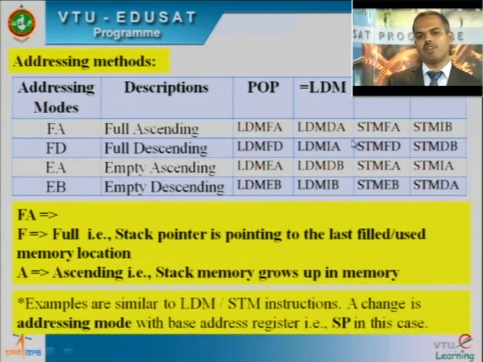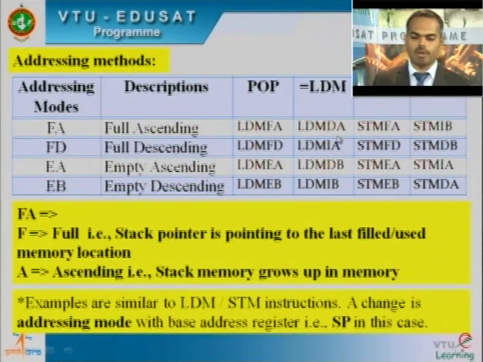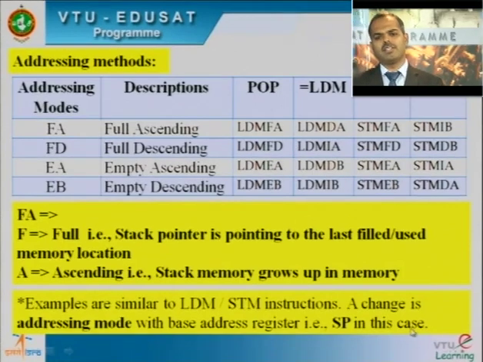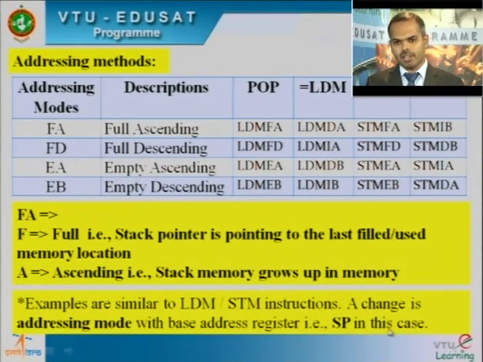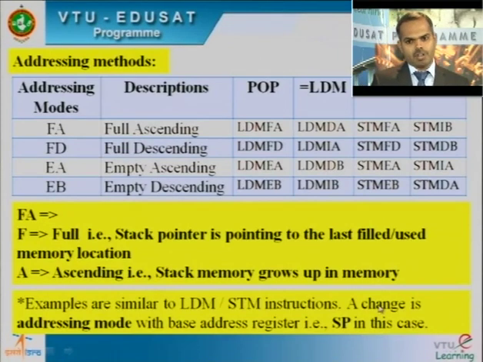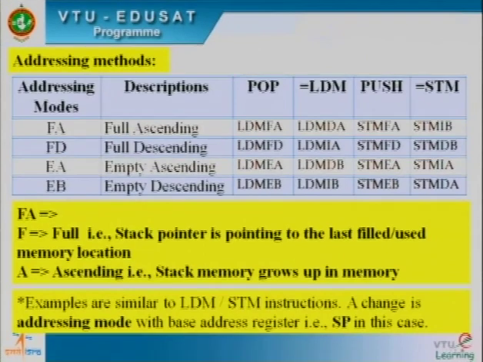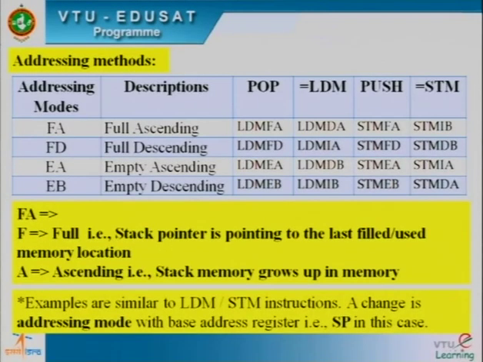If it is FA here, that means it is a stack operation. If it is DA here, it is a normal memory, normal RAM location. What is the change between these instructions, the LDM instructions and the stack instructions? Only the addressing mode, and the base register here is always the stack pointer. So the rest of the things will remain the same as for LDM and STM. So we will not discuss examples for this. The same examples of STM and LDM instructions that we have discussed in the previous slides will also apply for the stack operation. The only change is the addressing modes and the base register, right.